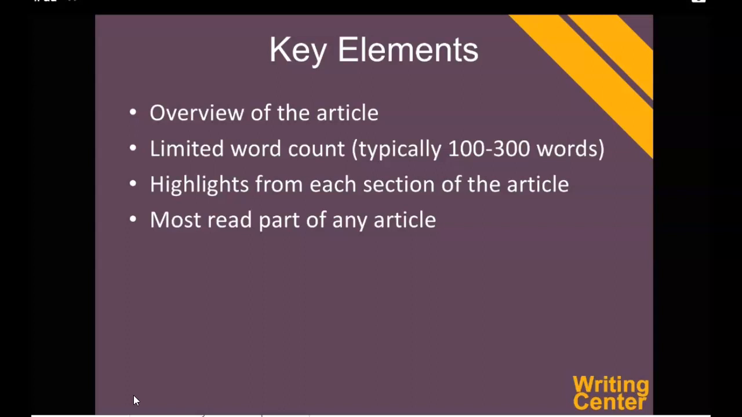Ultimately, the abstract provides highlights from each section of the article. And so it's usually structured very much like the in-read article, the same format. And I'll talk about this in a second. And it is the most read part of any article. And think about yourselves, and certainly myself, when we look for articles. We read the abstract first. It behooves us to write the abstract last, because that's when we're most clear about what our articles will say.